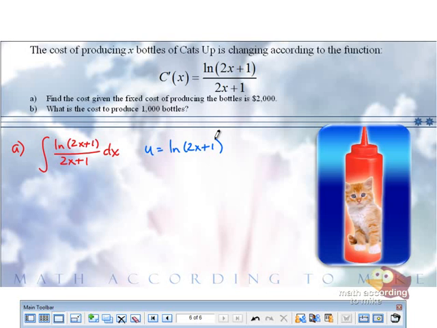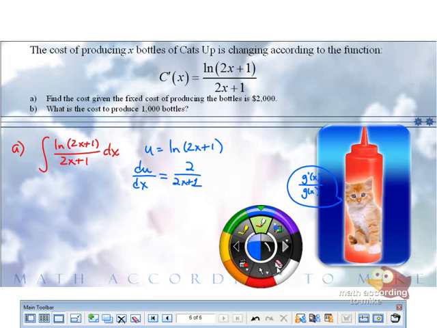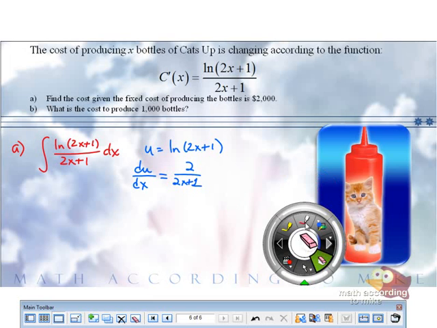What is the derivative of the natural log of 2x plus 1 that everyone forgot? What's that, Kitty? G prime over G, 2 over 2x plus 1. Thanks, Kitty. Solve for dx. Kitty, you're the voice of a generation.